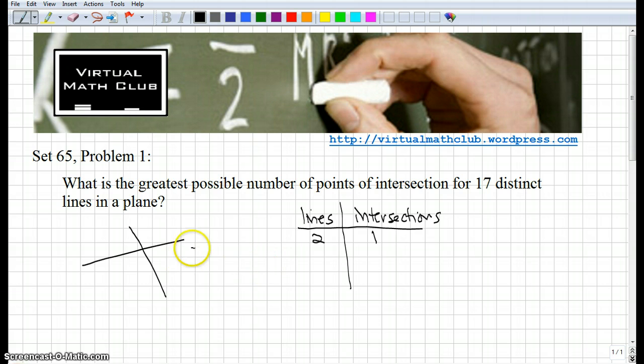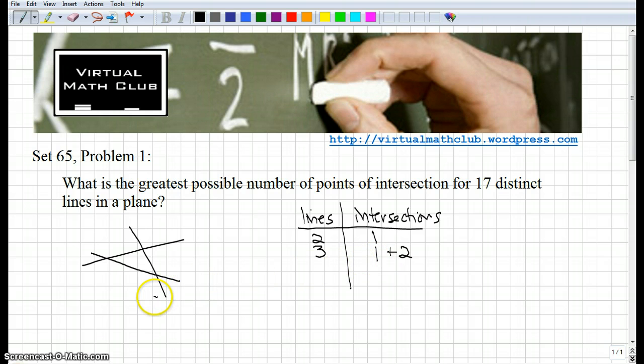Okay, let's add a third line, and we want the maximum possible number of points of intersection. So I want it to intersect both lines, right? So let's just draw another one here so it intersects two lines. What we've added is two more intersections because we've crossed the two existing lines. So if we have three lines, we have three intersections. Or we could think of it as we had the original intersection and we added two more because we crossed the two existing lines, okay?